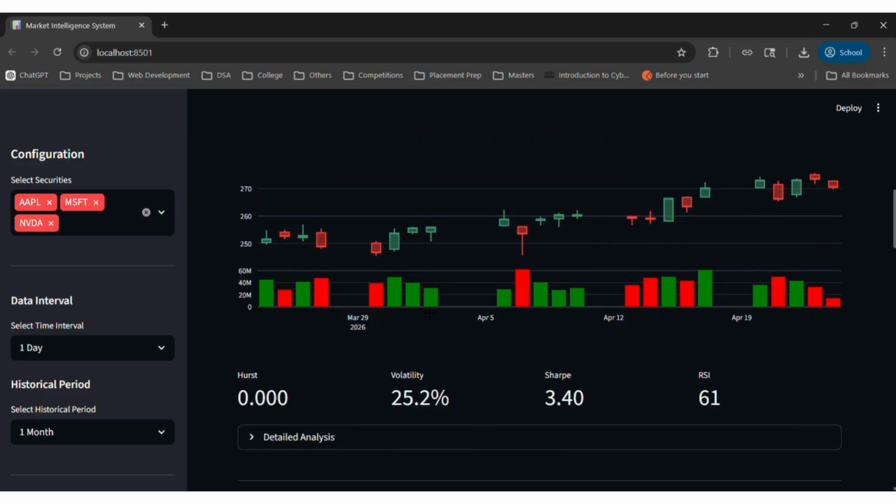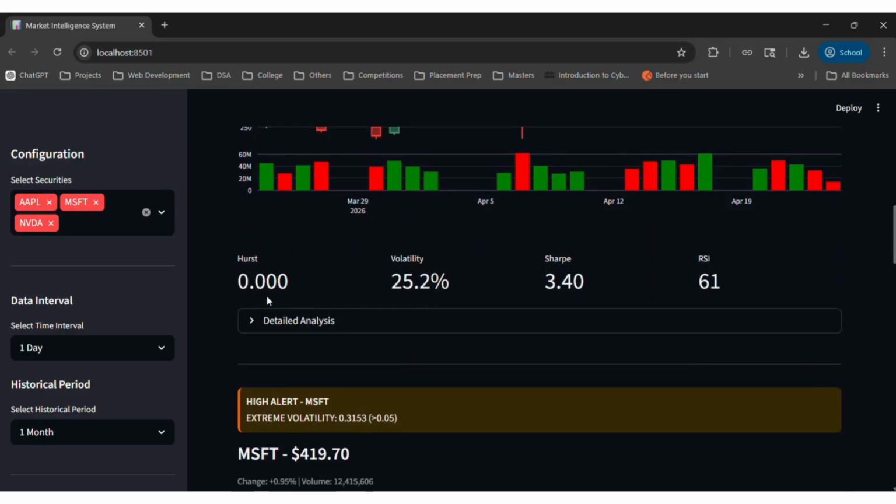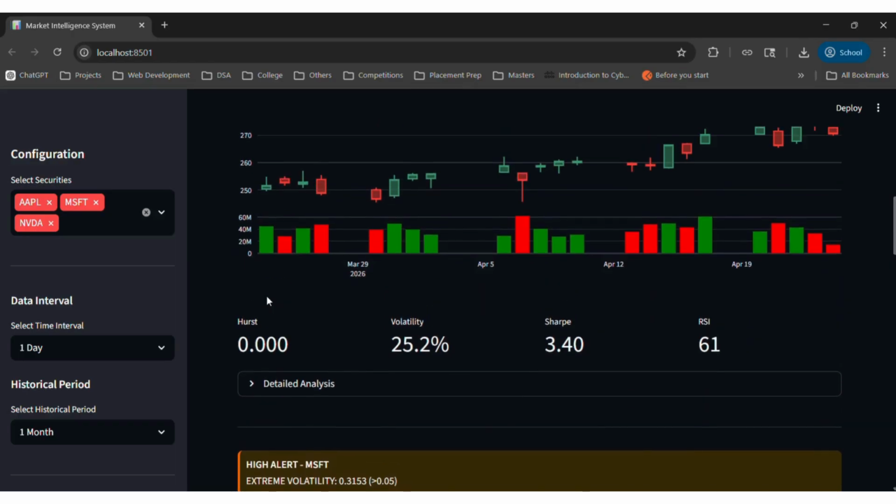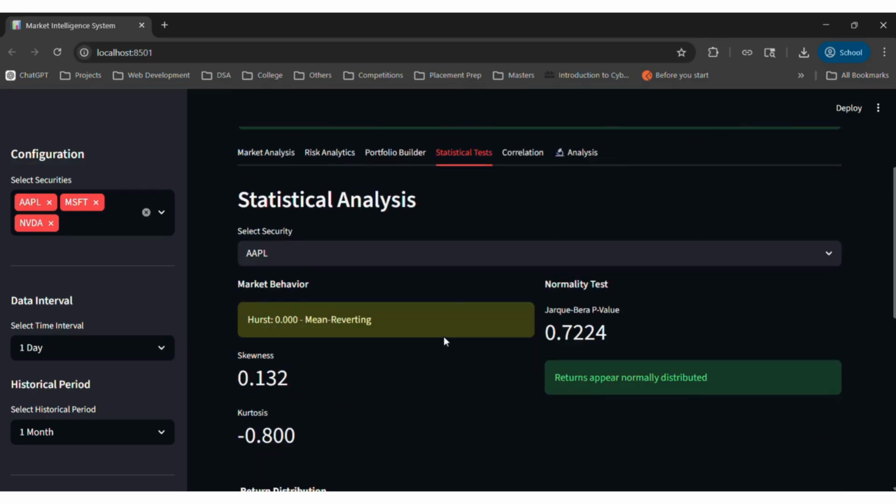Key measures: Hurst exponent. It identifies whether the market is trending or mean reverting. Volatility measures market instability. Sharpe ratio evaluates return relative to risk. RSI captures momentum behavior. Moving further, we also did various statistical analysis.